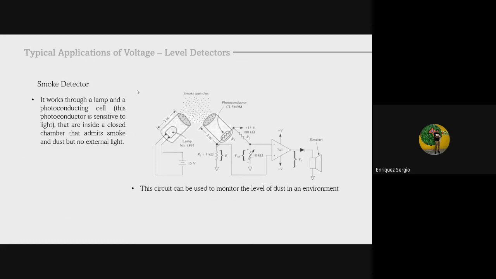Some smoke detector systems contain an SCR, which is a typical electronic switch that allows the alarm to remain on once activated. That's it.